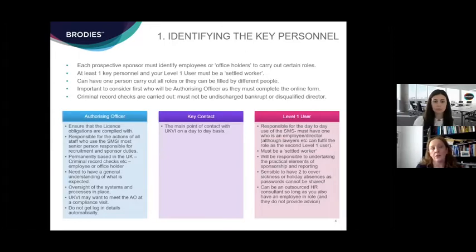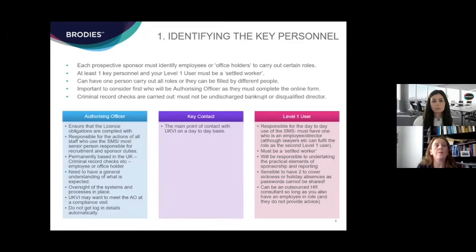And there is a definition in the detailed policy guidance, which is available online, about who is a settled worker, but that includes British and Irish passport holders. It also includes people with status under the EU settlement scheme and people with indefinite leave to remain, but it excludes certain types of short-term visa holders. So it's worth bearing that in mind if you're picking who is going to fulfil these roles for the sponsor licence.